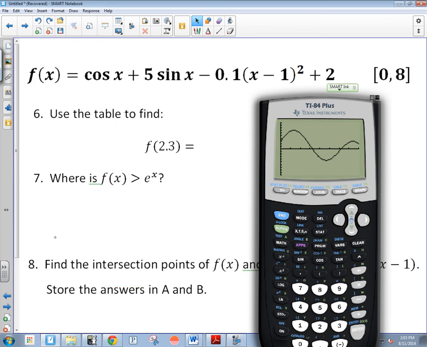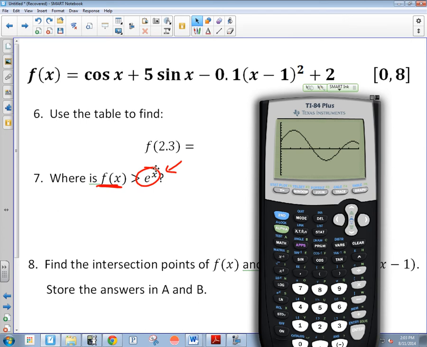So where is f of x greater than e of x? Where is our graph bigger than that? That's what we're trying to figure out. In order to see that, we need to graph this other thing. I've got to graph e of x at the same time that I'm doing the other.